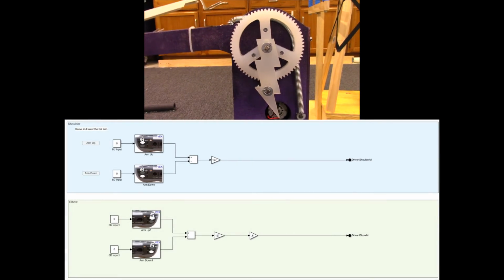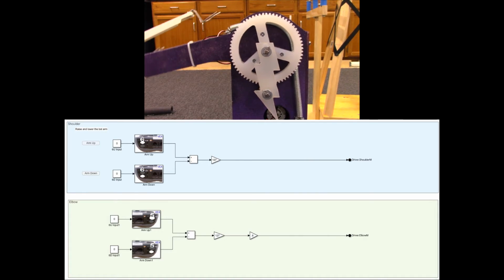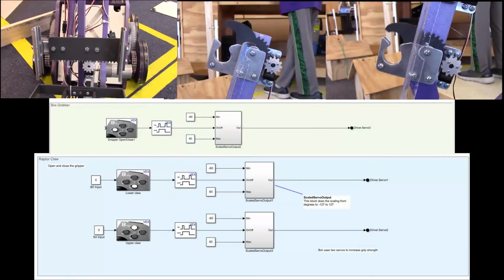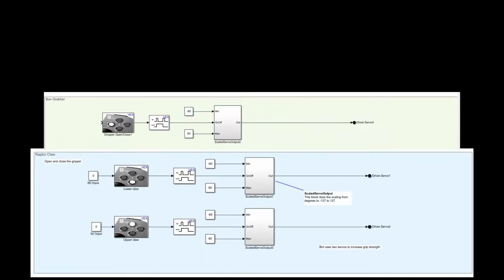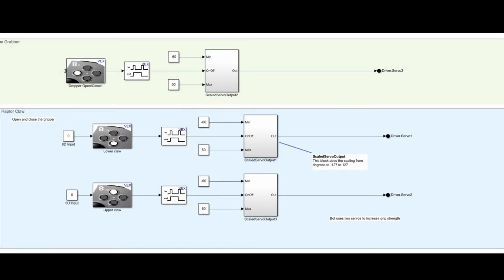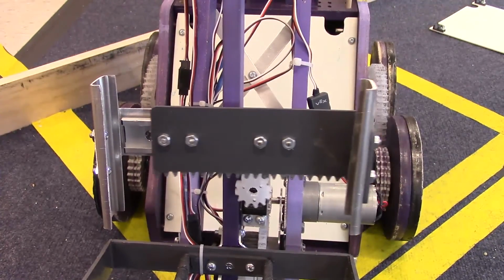The shoulder and the elbow are both articulating and use simple full speed movement of the motors. A subsystem is used to allow the programmer to easily change the range of motion of the servos by adjusting the numbers in the constant block outside the subsystem. We use latch blocks to move between 2 values.